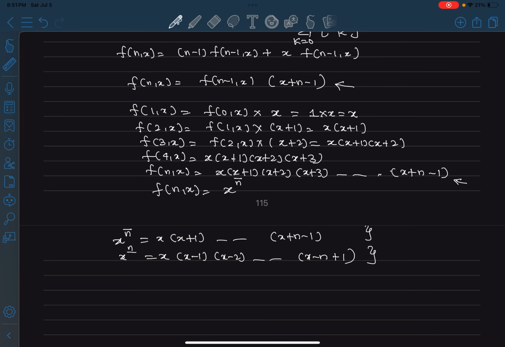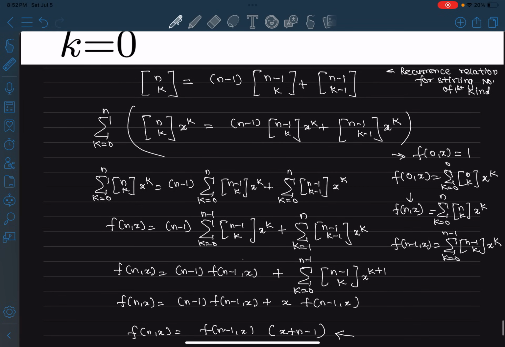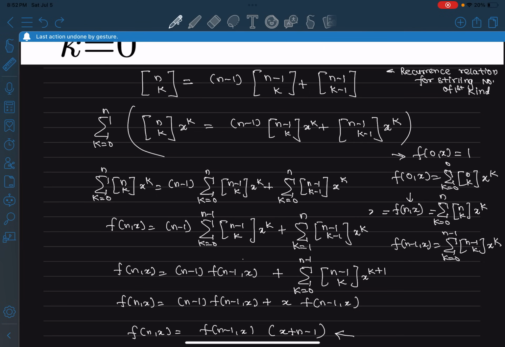Like the falling factorial of x to the power 1 is just x, right? For numbers, this is also helpful, okay? So we see that this function is actually the rising factorial, and that's what we wanted to prove. We wanted to prove that this function over here is just x to the power rising factorial.